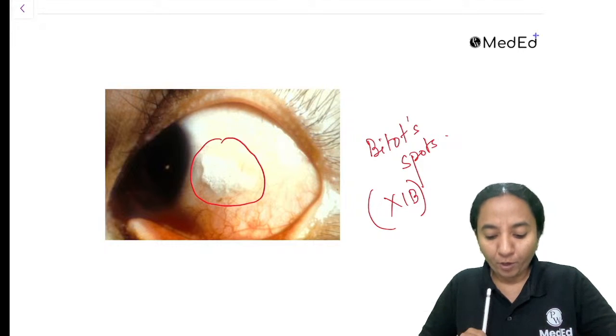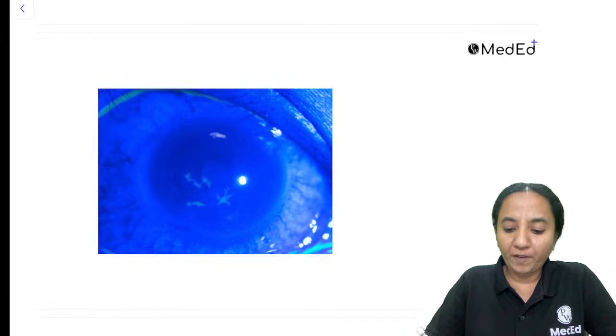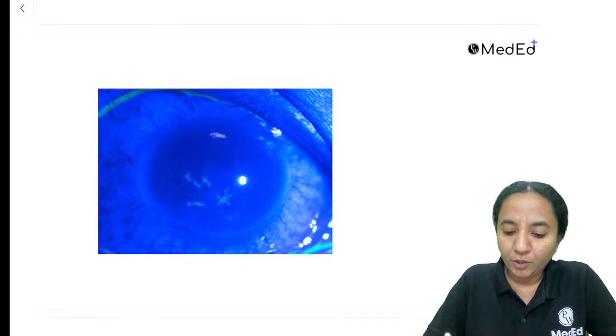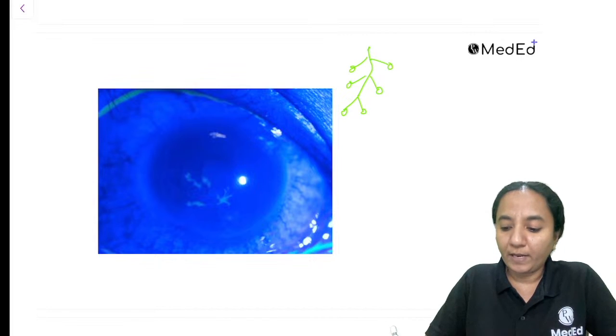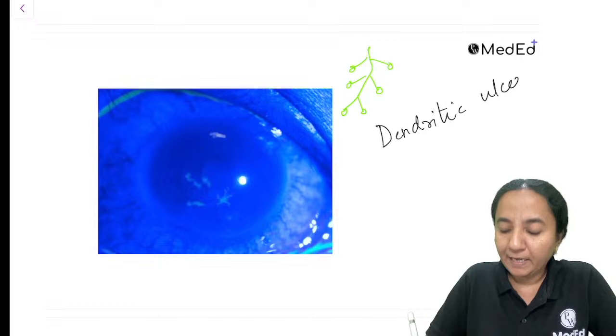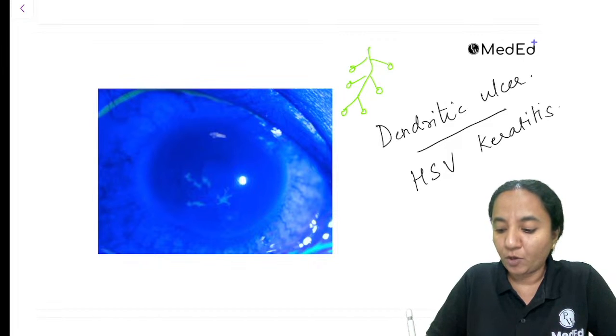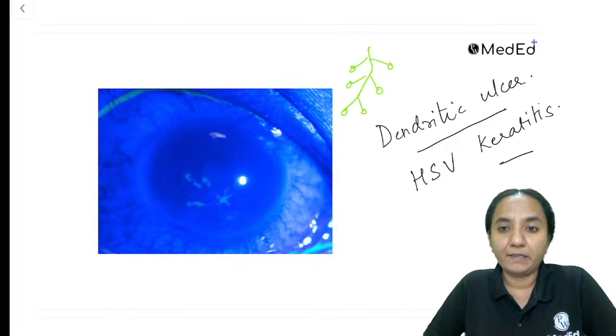Okay, another important image. Have a look at this. What do we get to see? You see an ulcer which looks like this. A greenish lesion, linear, and it branches out like this. This is typically the picture of the dendritic ulcer. A branching linear ulcer, the dendritic ulcer, is caused by herpes simplex virus. So this is typically the picture of an HSV dendritic ulcer.